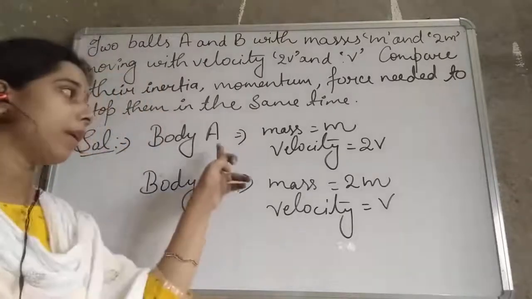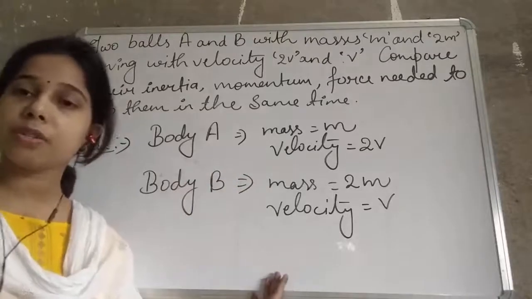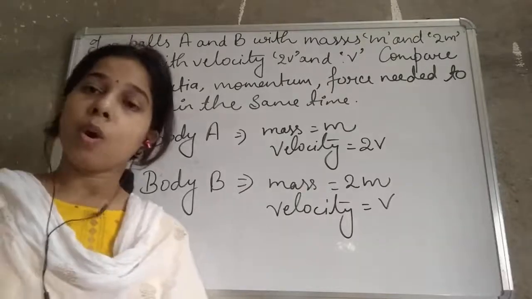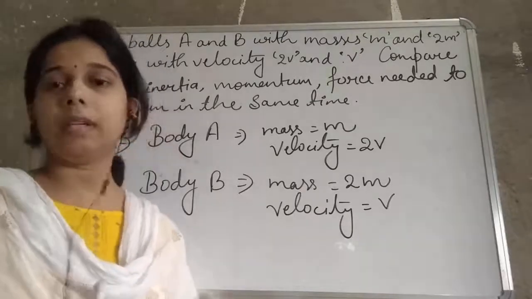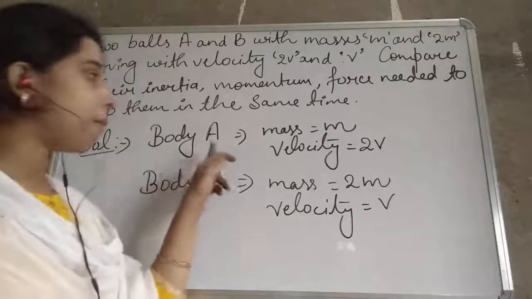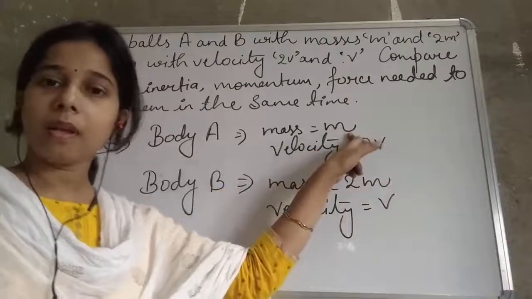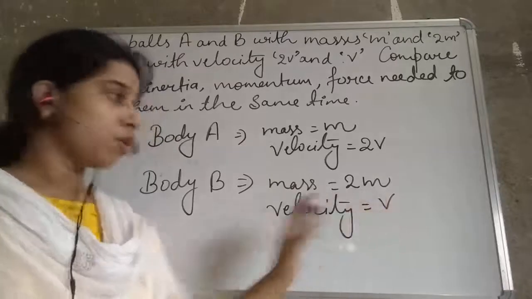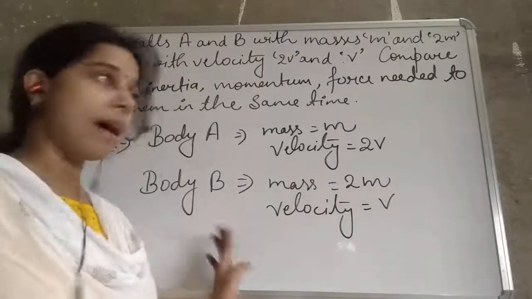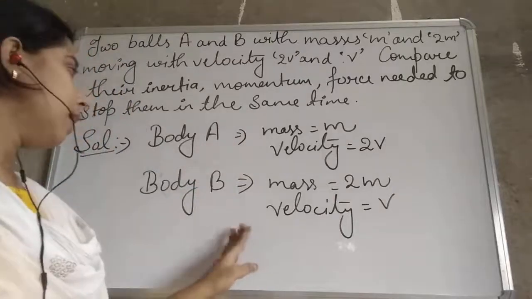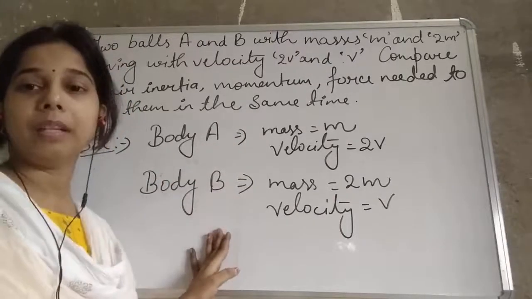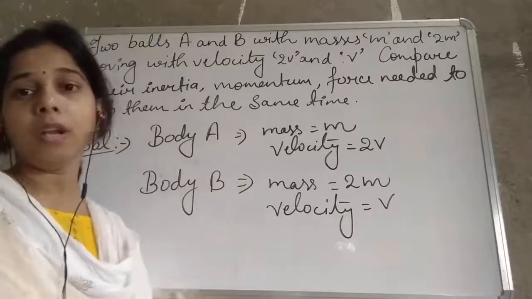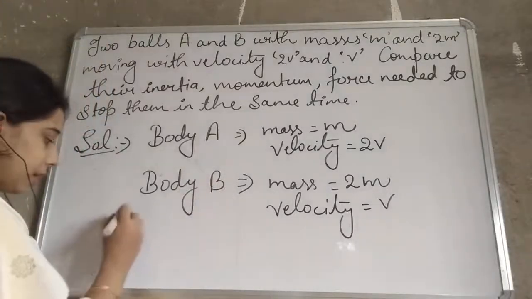So you see here, student, if we compare the inertia, we know that inertia is directly proportional to the mass. It means inertia depends on the mass. More the mass of the body, more will be the inertia. So in case of body A, the mass is m, while the mass of body B is just double, that is 2m. Since the mass of body B is more, thus the inertia of body B will be more than A.